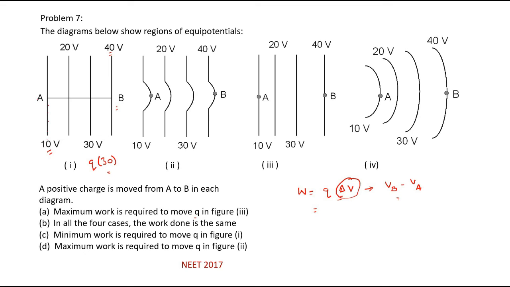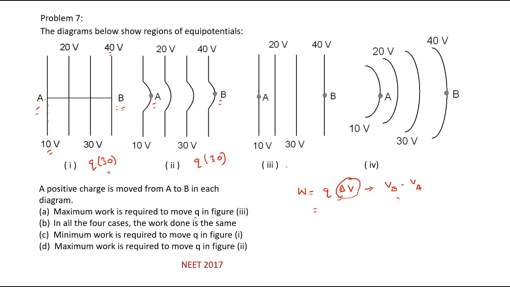Work is required to move a charge from point A to point B, because A is at a lower potential, B is at a higher potential in all cases. So an external agency should do work on it. So work required is 30 times Q. You have to do work on the charge to move it from 10 volt to 40 volt. So 40 minus 10 is 30. Similarly here also, work required is Q into 40 minus 10, because for B it is 40, for A again it is 10. So 30 times Q.